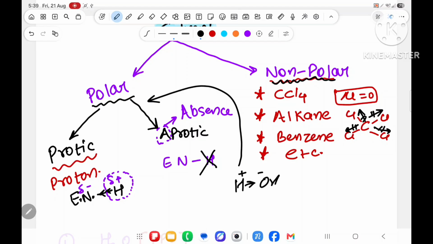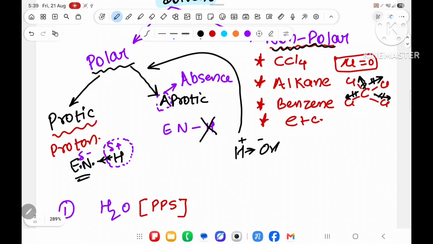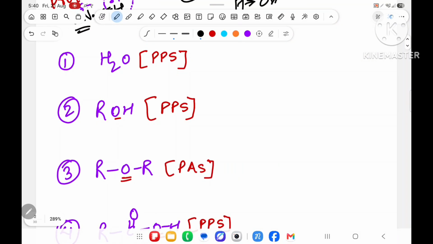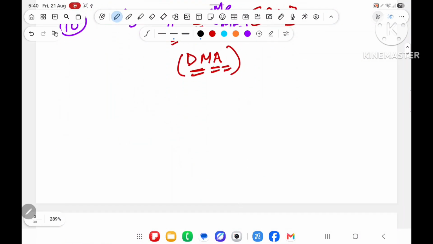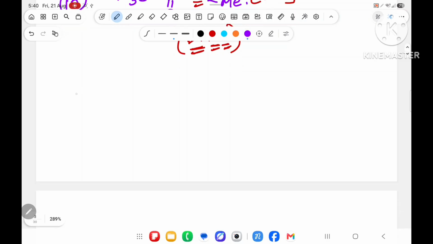Acha, polar solvents have two types, protic and aprotic. If the electronegative atom has hydrogen, it is protic. If the electronegative atom does not have hydrogen, it is aprotic. I have written 10 examples, and you understood what is a polar protic solvent and what is a polar aprotic solvent. After that, we have to study another topic, and the name of the topic is nucleophilicity.